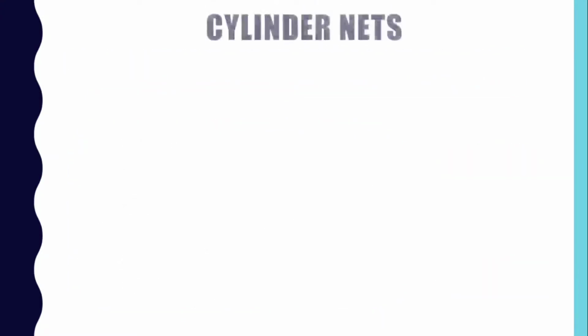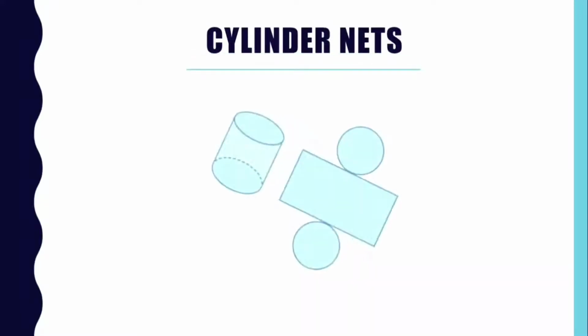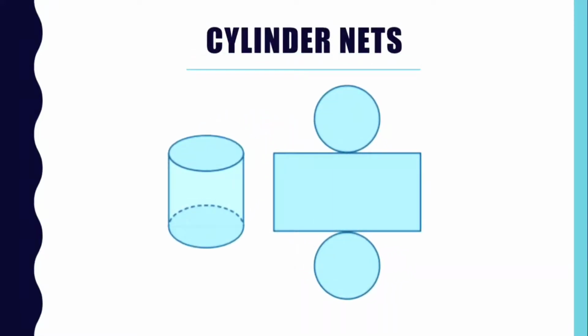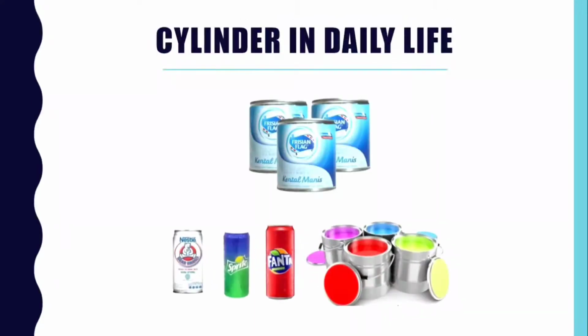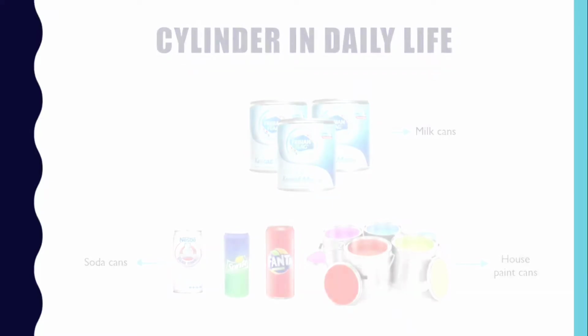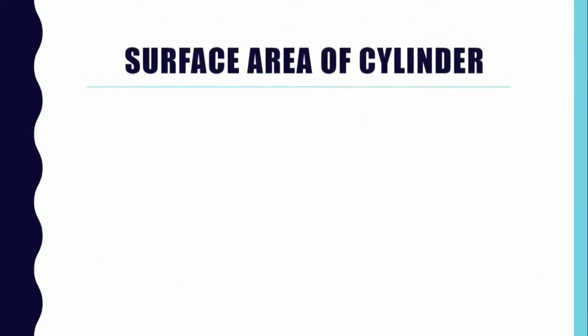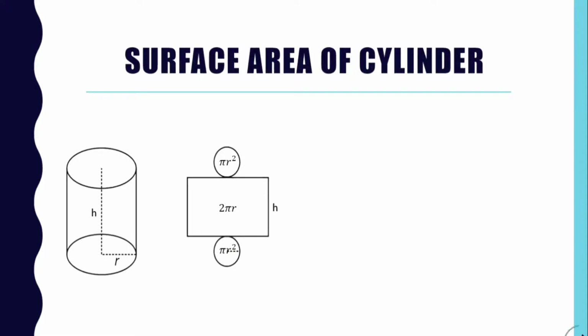The cylinder net is like this. There are many shapes of cylinder in daily life, for example milk cans, soda cans, and house paint cans. From the cylinder nets, we get surface area of the cylinders.